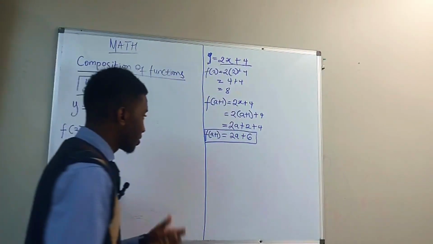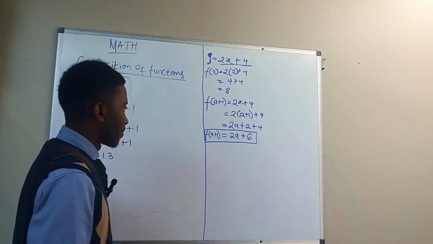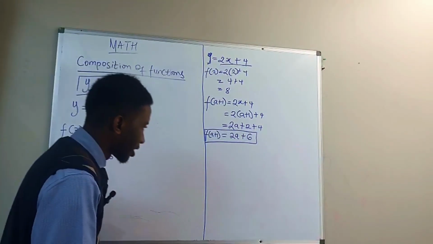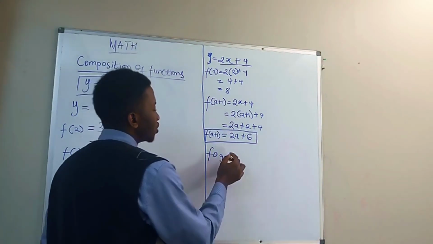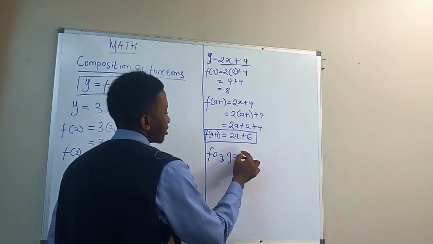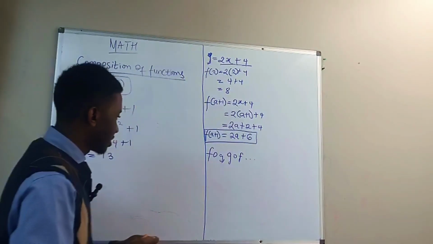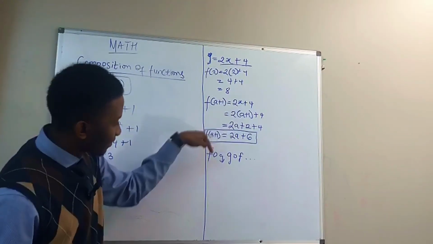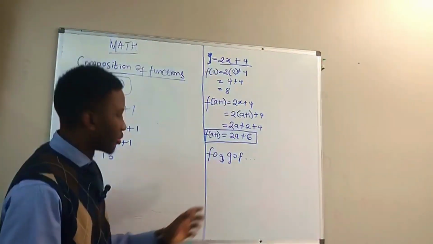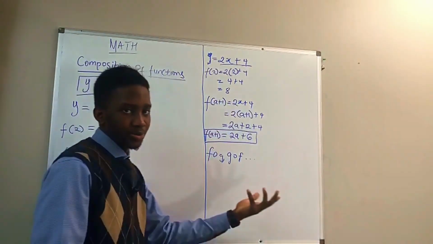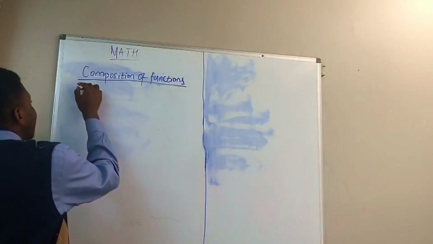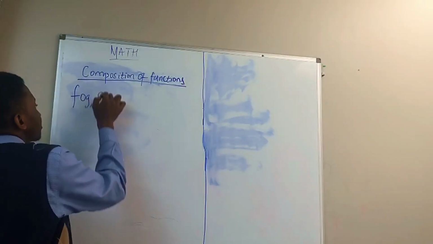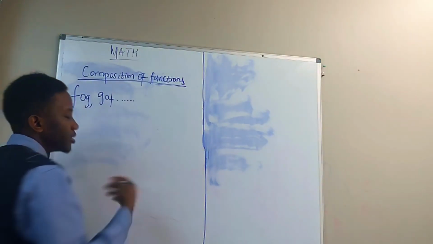The next thing we're going to look at is the composition of functions, where we're going to be asked to find what f of g is, what g of f is, etc. What this simply means is that we're trying to find the function of f in g. When we plug g into the function of f, what will be our output? So sit tight, let's move into the next phase of today's lesson. Now we're looking at f of g, g of f, and we will continue from there.